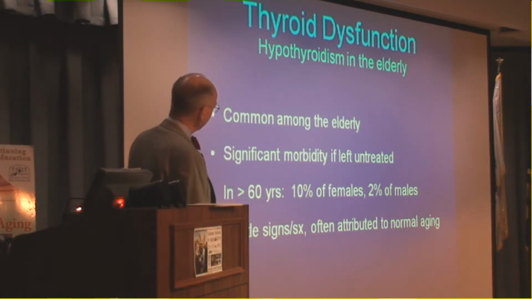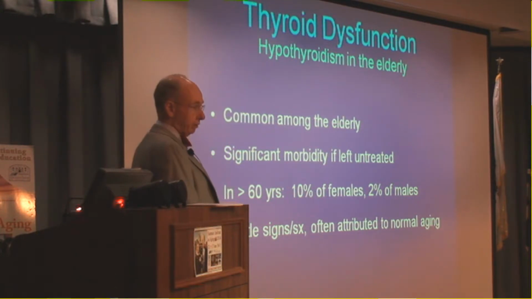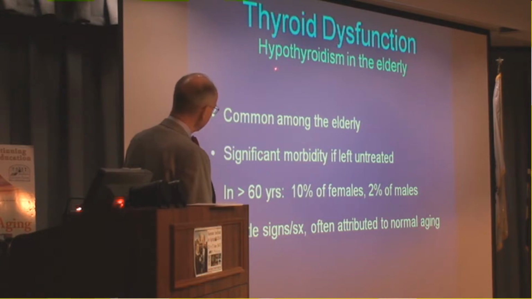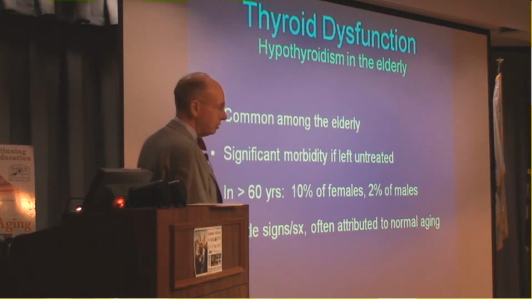In the elderly, thyroid dysfunction is a little different here. It's very common. If we don't do anything about it, if we don't go looking for it, it can really cut you down. If you're over 60, 10% of females, 2% of males, so a lot more in ladies, but the subtle signs and symptoms of hypothyroid in older people are often attributed to normal aging.